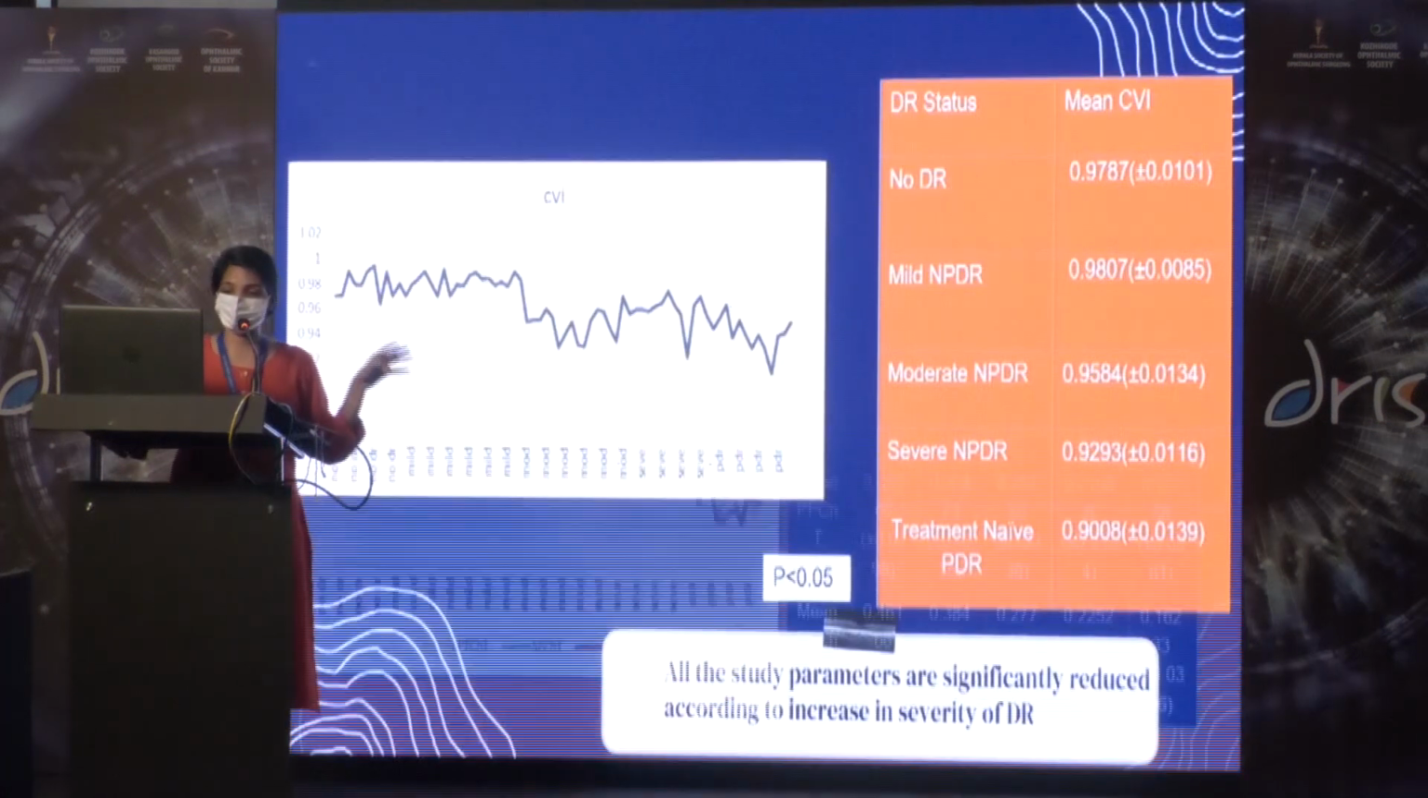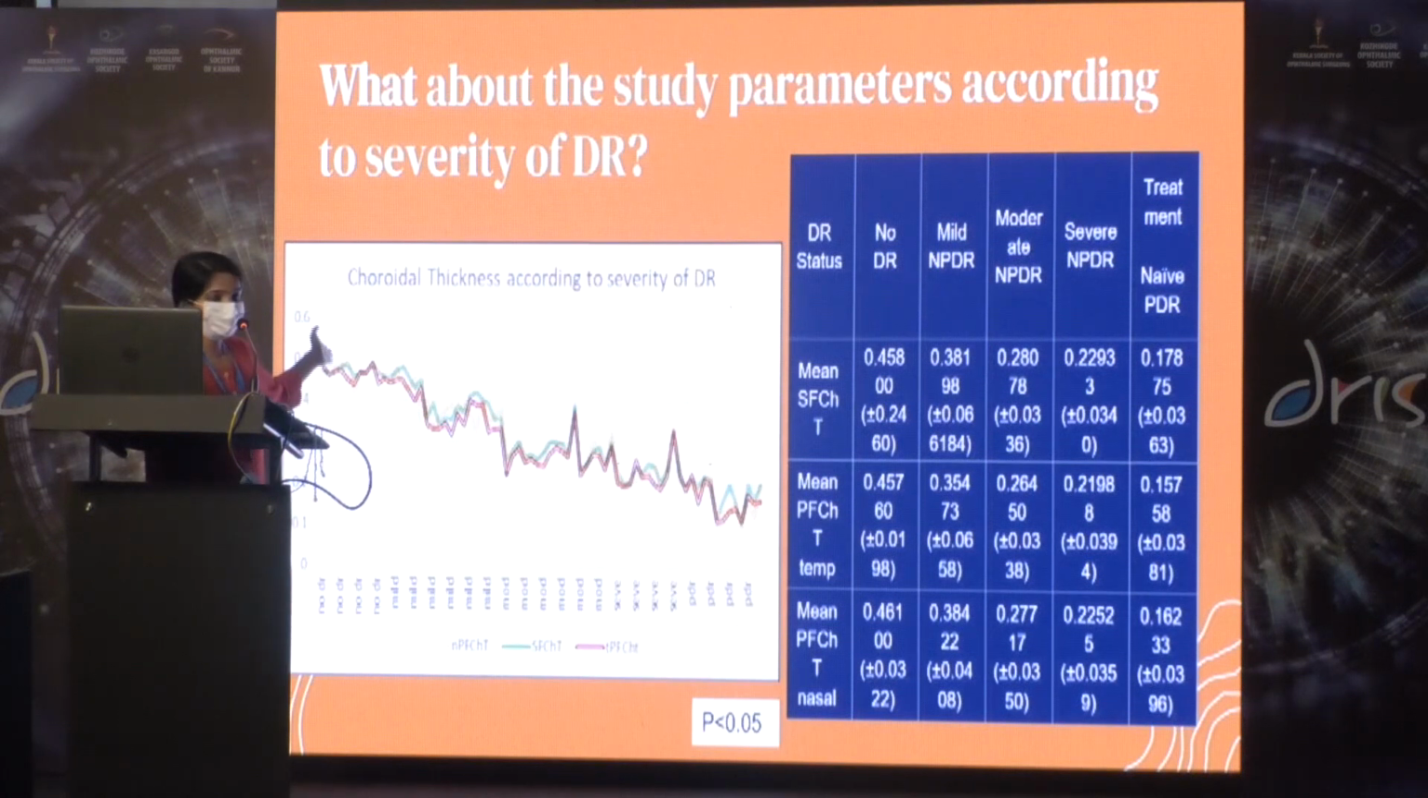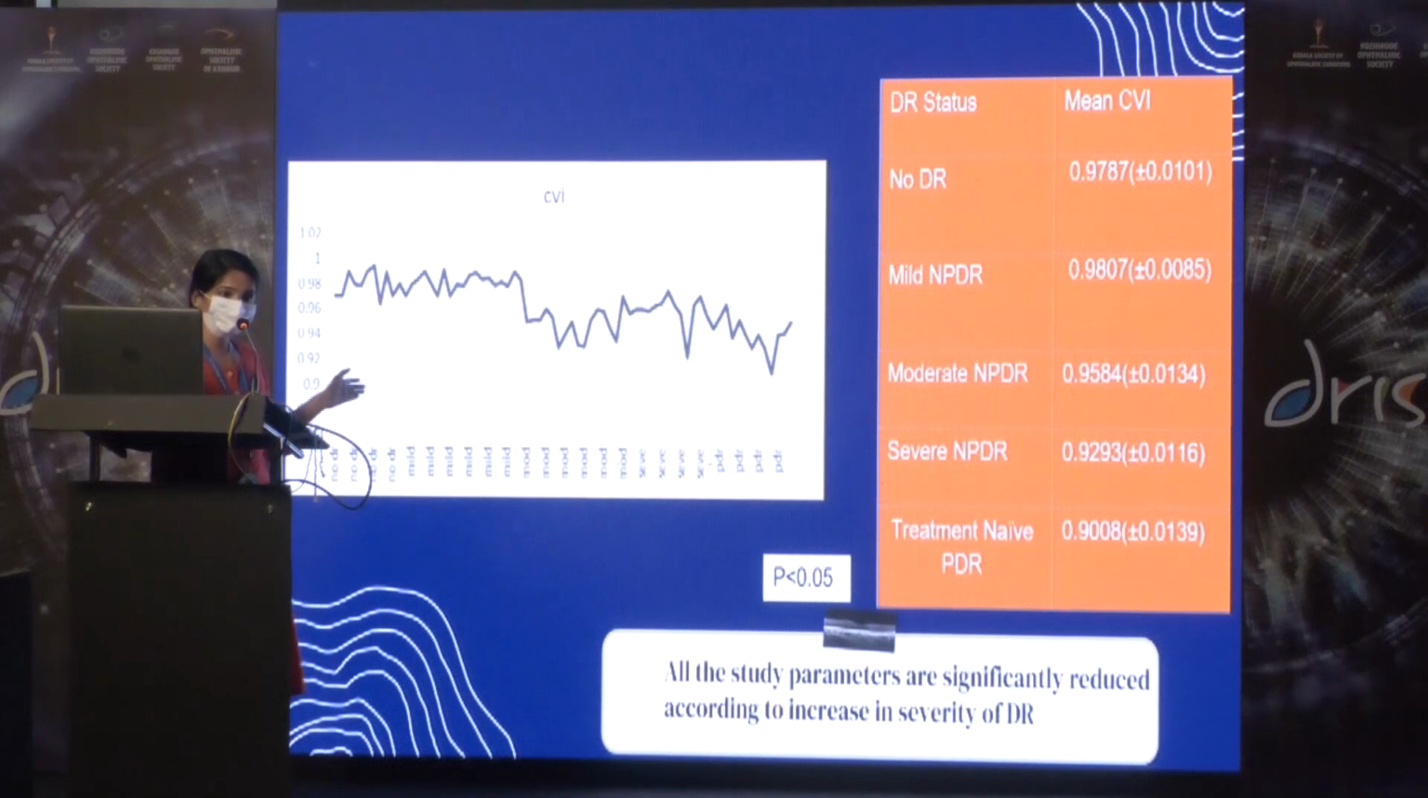So according to the severity of the disease, from no diabetic retinopathy to proliferative diabetic retinopathy, the thickness was decreasing. That is, significant thinning was noted. And the choroidal vascularity index was also reducing.